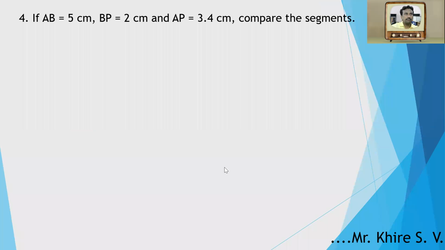Next is, if AB is equal to 5, BP is equal to 2 cm and AP is equal to 3.4 cm, then compare the given segments. Compare all these segments.